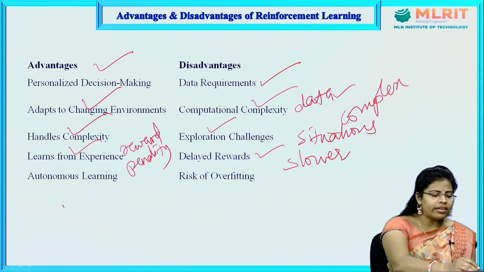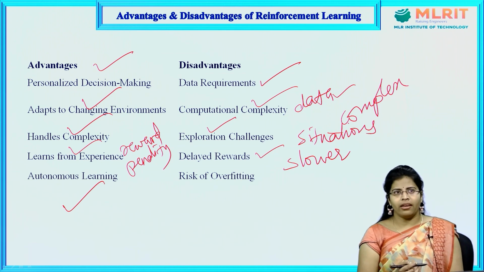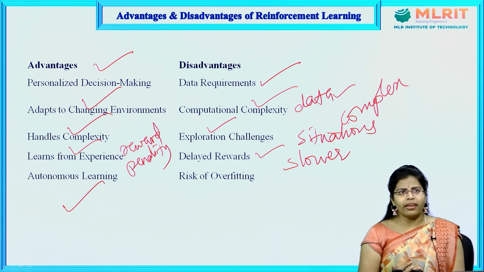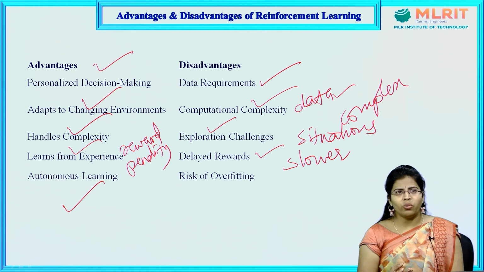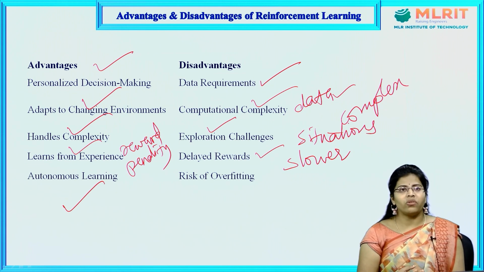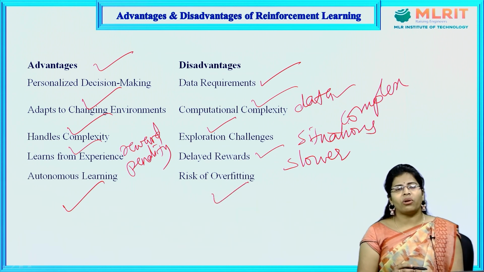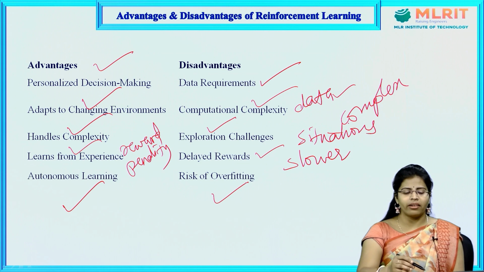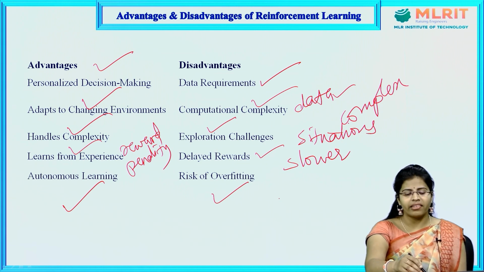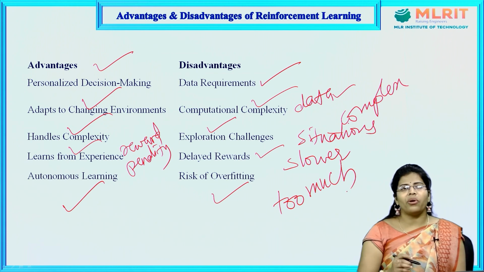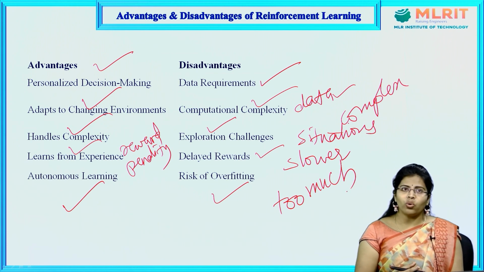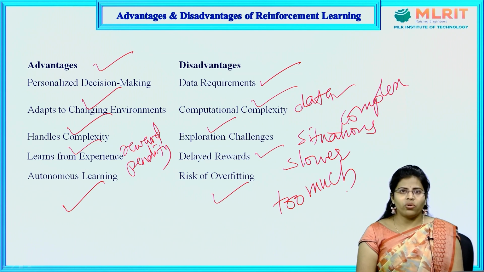And the final advantage is autonomous learning. That means learning becomes easy without humans. The machines are going to perform things easily with the help of some data provided to them. And the risk of overfitting is one of the disadvantages of reinforcement learning. The system might be at risk whenever too much data is provided. It is not going to be handled for a particular too-large amount of data. That is one of the disadvantages of reinforcement learning.